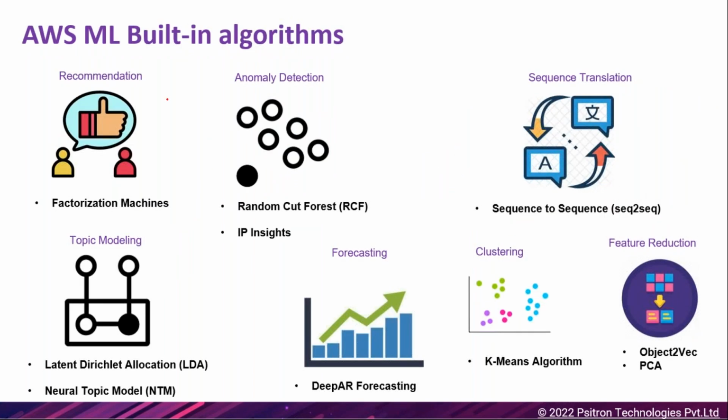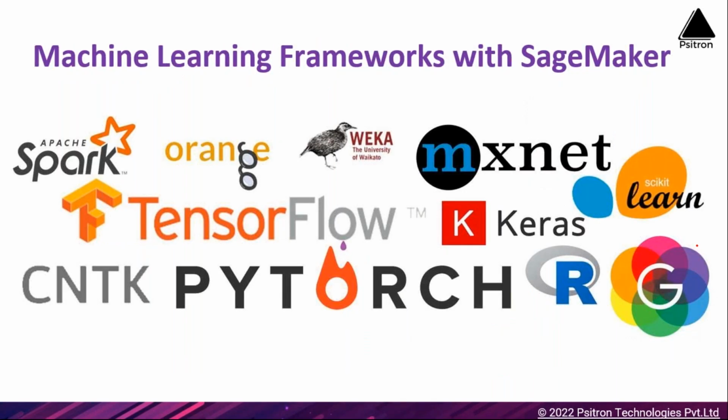Not only that, we have recommendation algorithms, anomaly detection algorithms, sequence translation algorithms, topic modeling algorithms, forecasting algorithms, clustering algorithms. Obviously we have K-means. Then we have feature reduction algorithms like Object2Vec and PCA. Those are very hot algorithms that you can use. Obviously, at the end of the day, apart from inbuilt algorithms, you can bring in any ML frameworks on top of it to get started, maybe TensorFlow, PyTorch, or MXNet.